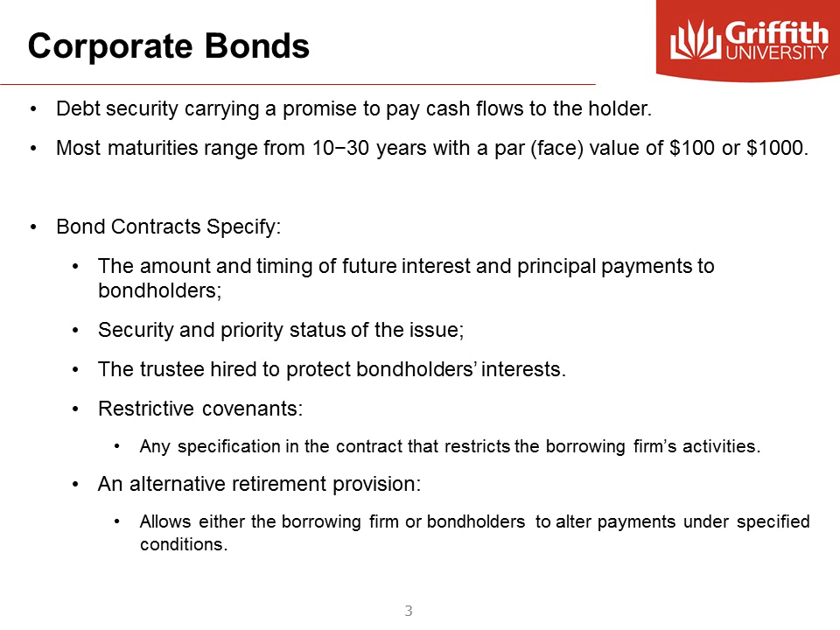Also, the contract specifies if there is any collateral or security backing up the debt issue, and the priority of payments in the event of default. The contract lists the trustee in charge to protect the debt holder's interests and any restrictive covenants or alternative retirement provisions.